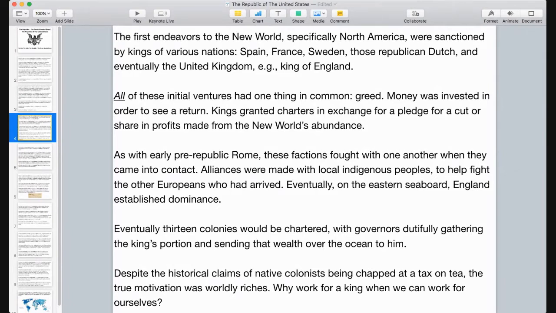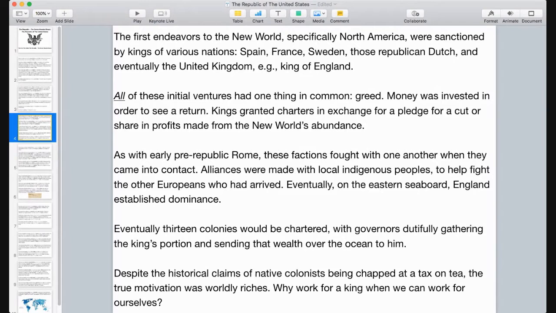Money was invested in order to see a return. Kings granted charters in exchange for a pledge of a cut or share in profits made from the New World's abundance. As with early pre-Republic Rome, these factions fought with one another when they came into contact. Alliances were made with local indigenous peoples to help fight the other Europeans who had arrived. Eventually, on the eastern seaboard, England established dominance.